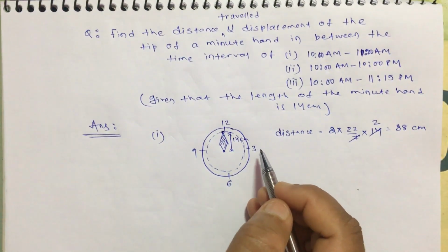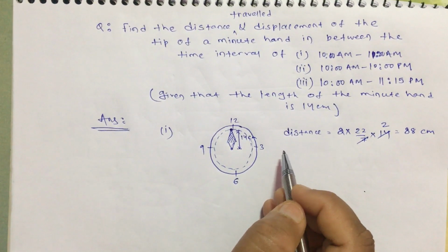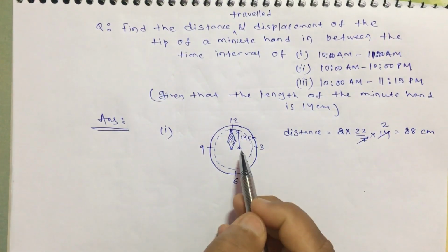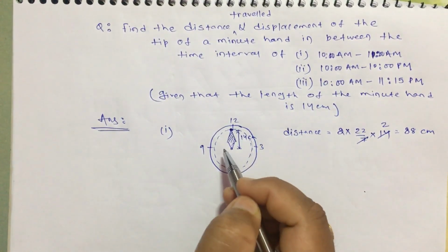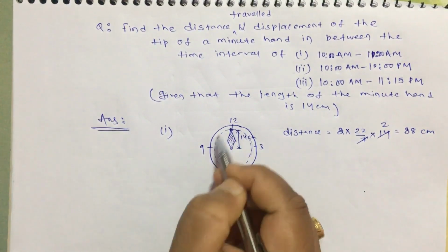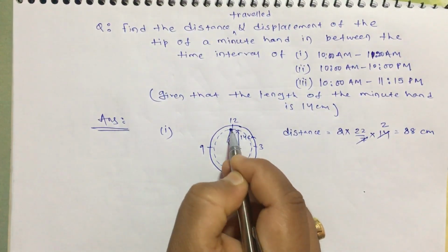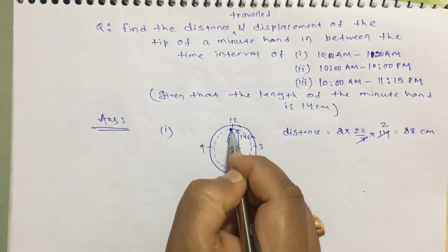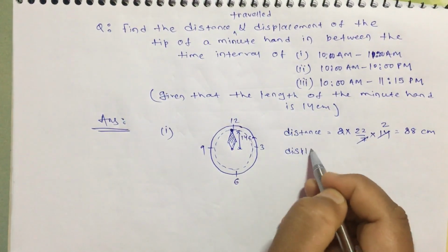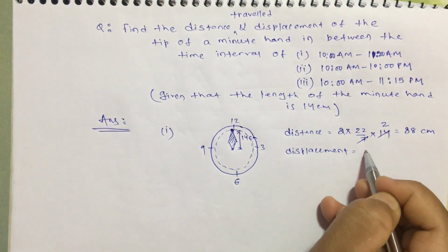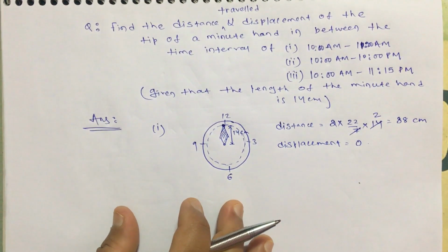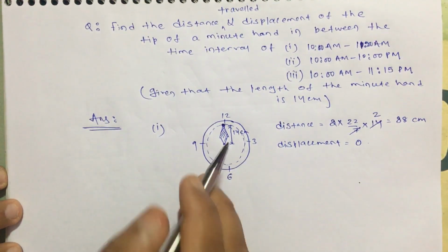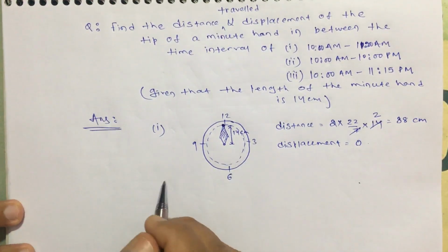Now let us find the displacement. For displacement, again let me remind you, you don't have to find how this minute hand moved. You have to just see from where it started. It started from this point at 10 and finished at the same point at 11. So the starting point and the terminal point are the same. So what will be the displacement? 0, because displacement is nothing but the straight line distance between the initial and the final point. Here the initial and final points are the same, so the displacement is going to be 0.